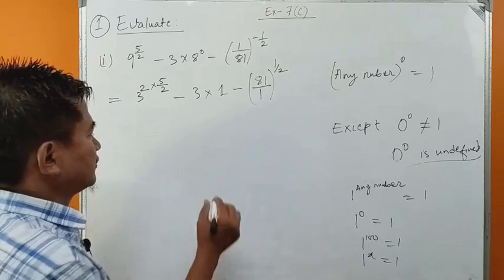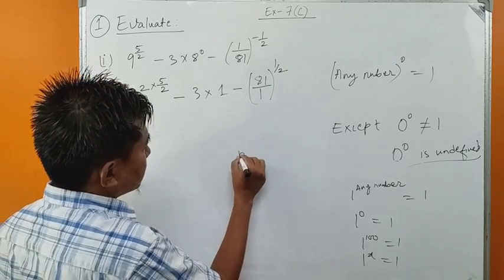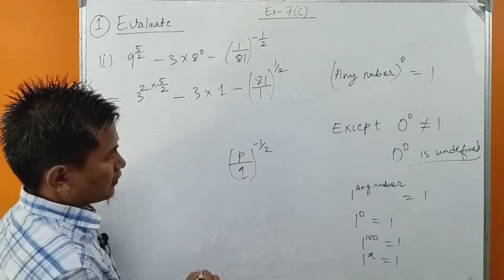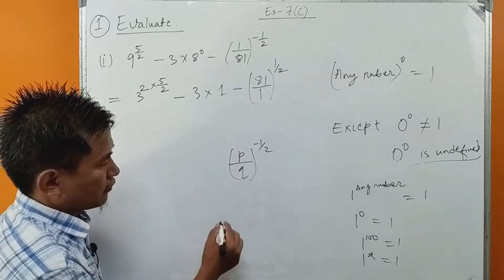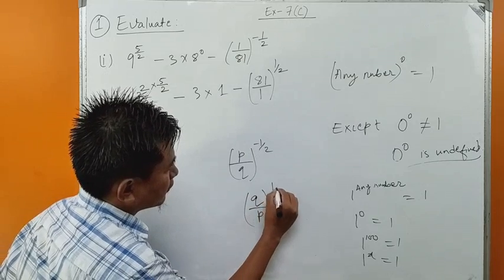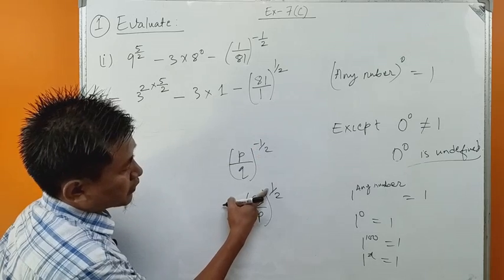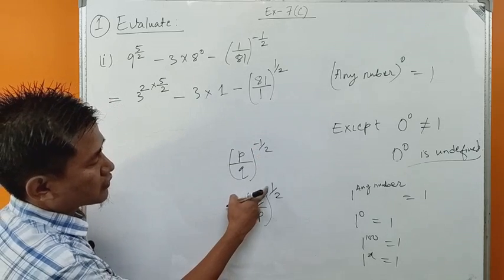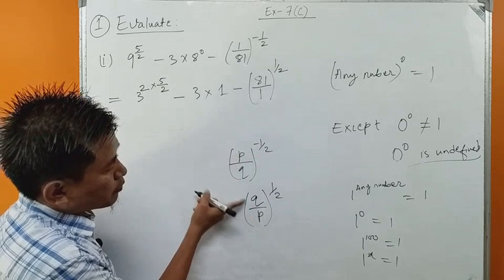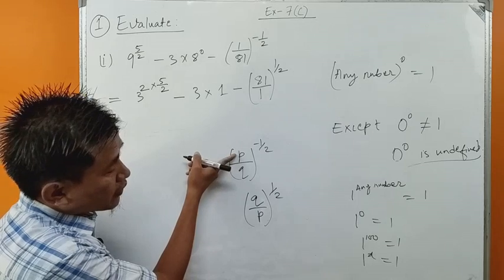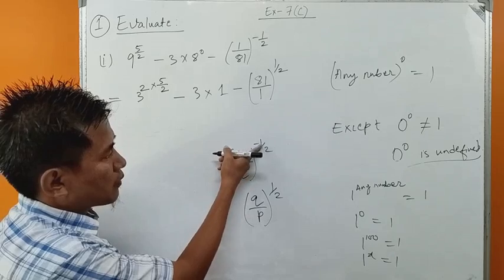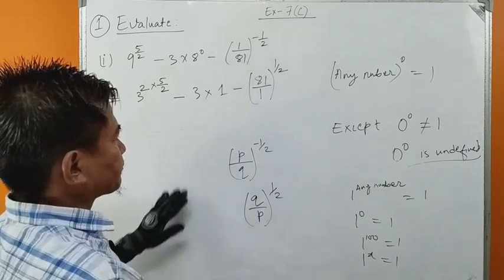What I mean to say by this is, if (p by q) to the power minus half, you can straight away write (q upon p) to the power half. This minus 1 upon 2 becomes plus 1 upon 2. The sign of the power changes because the number from the denominator is brought to the numerator and from the numerator is taken down to the denominator. So this minus 1 upon 2 becomes plus 1 upon 2.